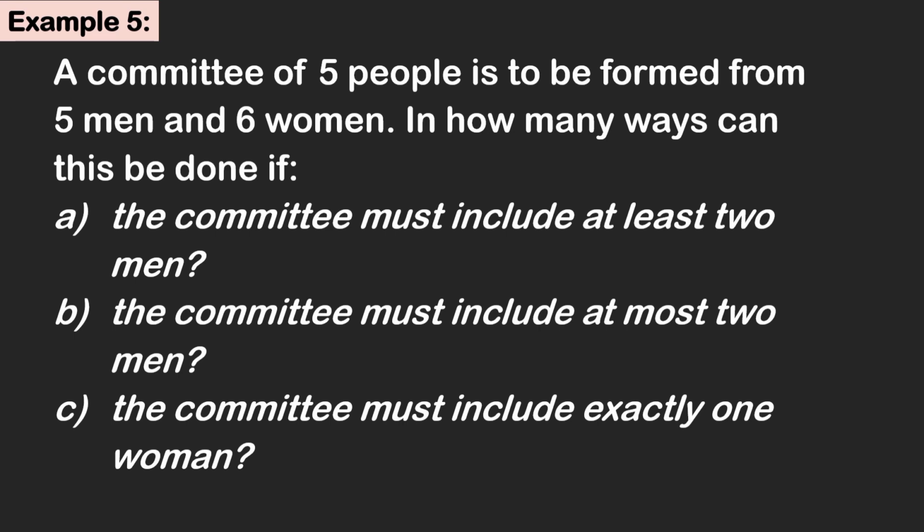Example 5. A committee of 5 people is to be formed from 5 men and 6 women. In how many ways can this be done if A. The committee must include at least 2 men, B. The committee must include at most 2 men, and C. The committee must include exactly 1 woman.